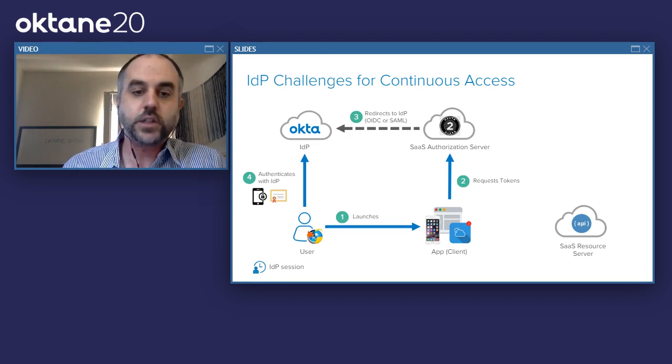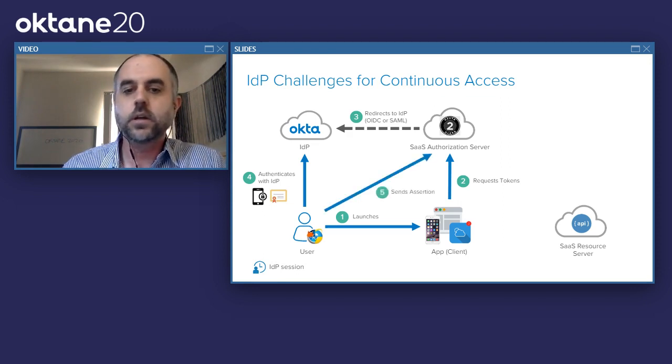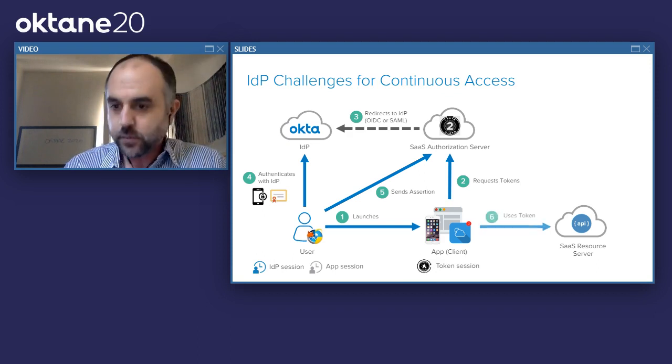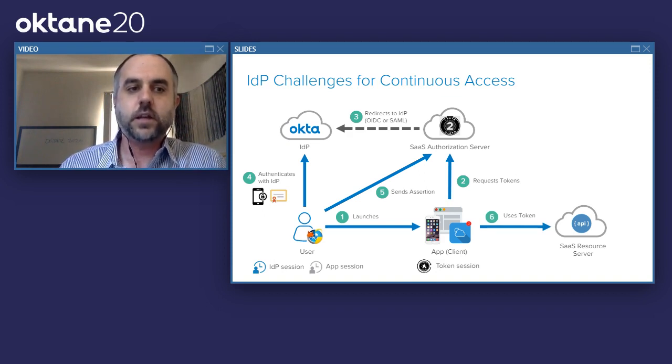So we now have a session on the identity provider. We now send that assertion over, and we create a session on the authorization server. And now the web browser flow part of the thing is complete. We issue it some tokens that it can use to access the APIs in the background. And the app goes off and continues to use those tokens to access the resources that it needs. So everything's in a healthy, green, steady state. Things are fine. The app's accessing its resources. The user doesn't have to see a login prompt again.